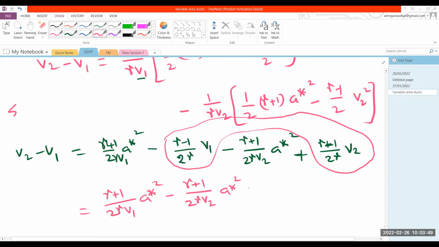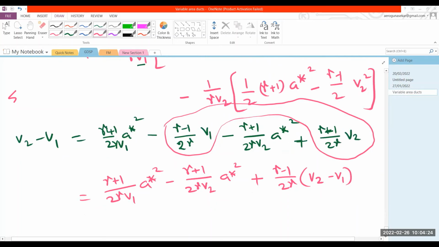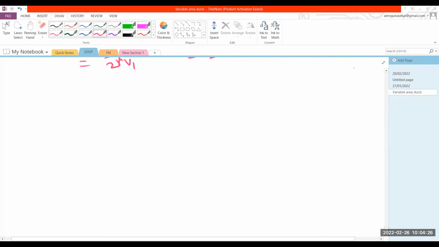Now what we can do is take out (gamma minus 1) by 2 gamma, which is common in both of these. So let me take a plus sign, plus (gamma minus 1) by 2 into gamma. Then what is remaining? Remaining is V2 minus V1. So after simplification, we are getting this relationship.